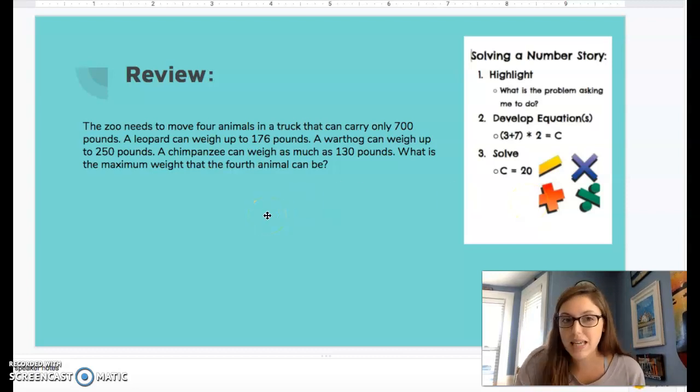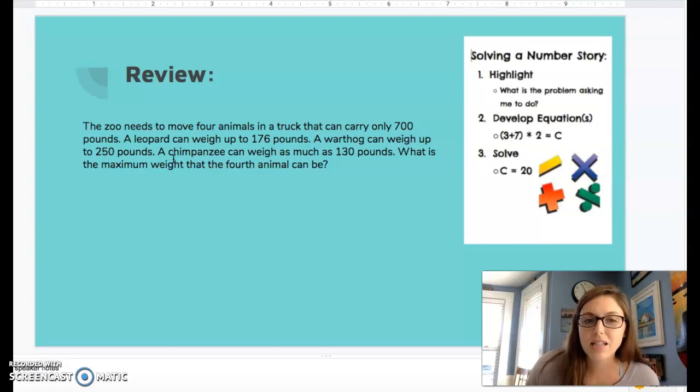So let's do a problem together. The zoo needs to move 4 animals in a truck that can carry only 700 pounds. A leopard can weigh up to 176 pounds. A warthog can weigh up to 250 pounds. A chimpanzee can weigh as much as 130 pounds. What is the maximum weight that the fourth animal can be?